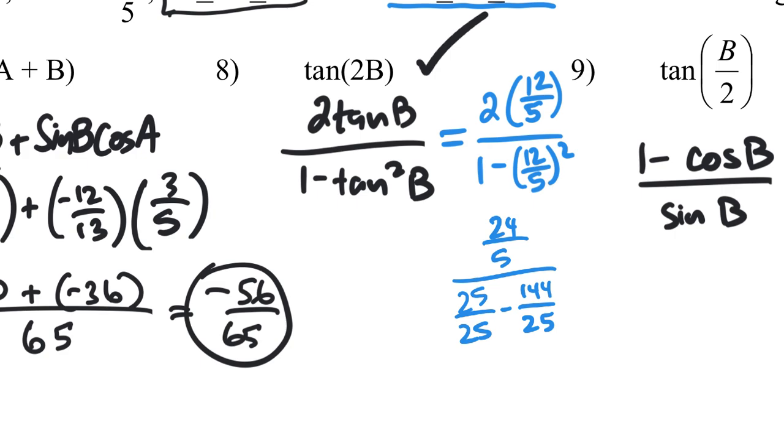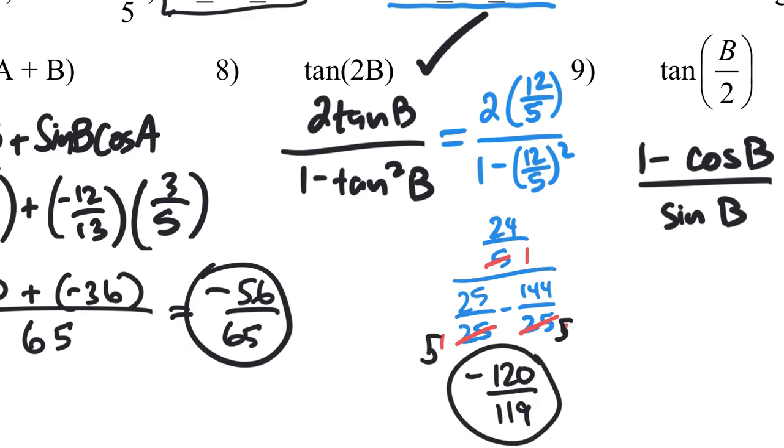We can do some simplifying kind of on the fly here. We could reduce and reduce. And when it's all said and done, we end up with 24 divided by, oh, sorry, those should have been 5s, my mistake. And we can kind of go from there. When it's all said and done, we end up with negative 120 over 119.